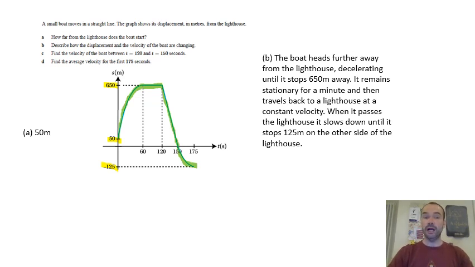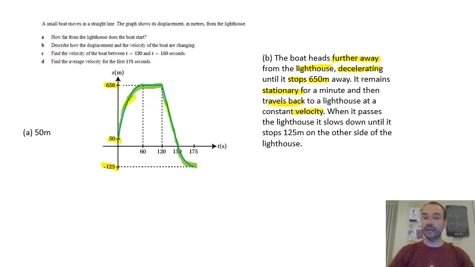What about: the boat was at 50, the boat heads further away from the lighthouse, but it's decelerating until it stops 650 meters away. It remains stationary for a minute and travels back to the lighthouse at a constant velocity. And we could work out that velocity by looking at the gradient. And there we've made the distinction between the curved part of the line and the straight part of the line.